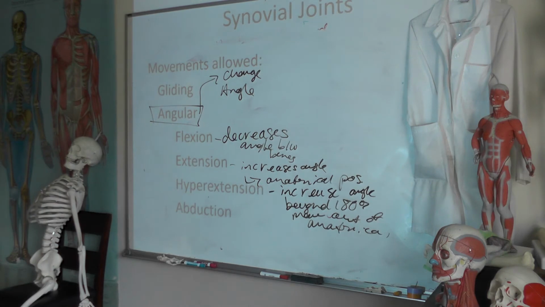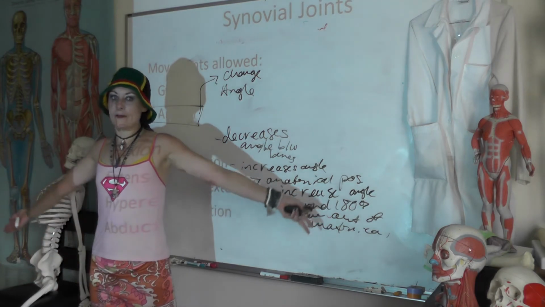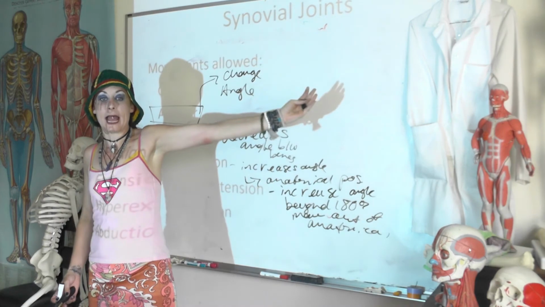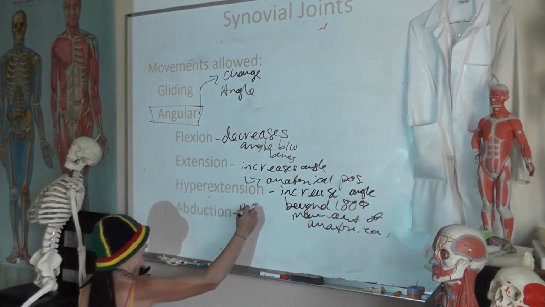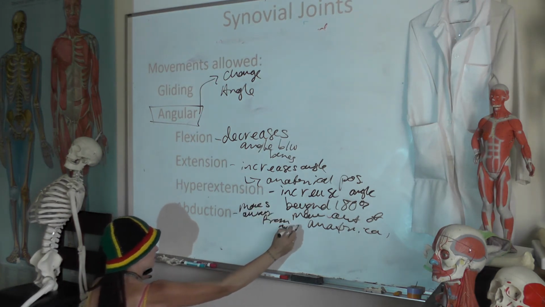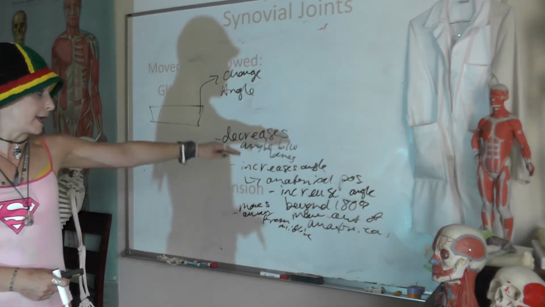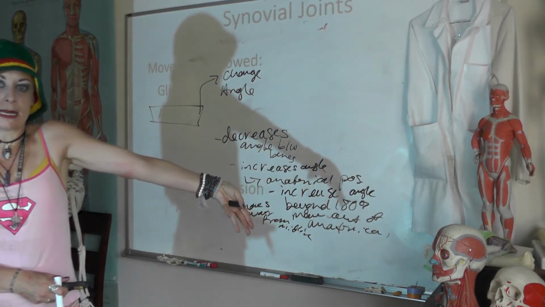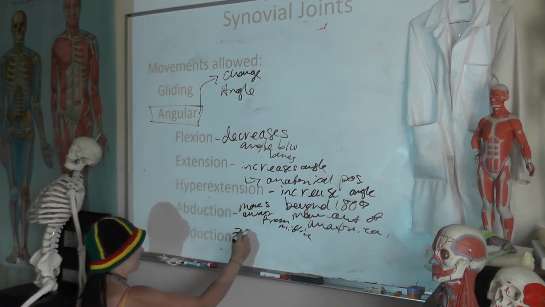Abduction. This is an angular motion where now I'm in the coronal plane and I'm moving something away from the midline. So I can abduct my arm, I can abduct my hand, I can abduct my finger. Abduction moves away from the midline. Adduction brings you back, you add it back. So if I come toward the midline, then I can adduct my arm, my hand, my finger. So this moves you toward the midline.